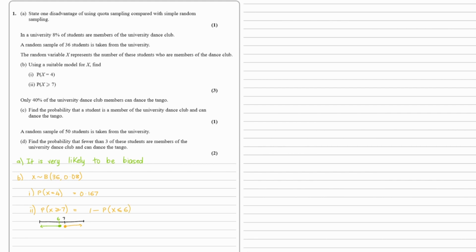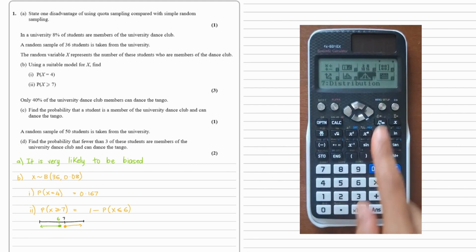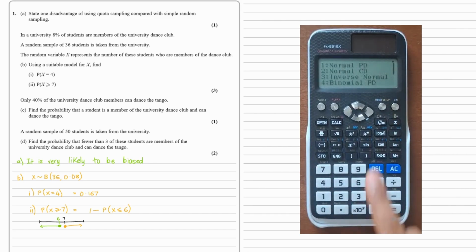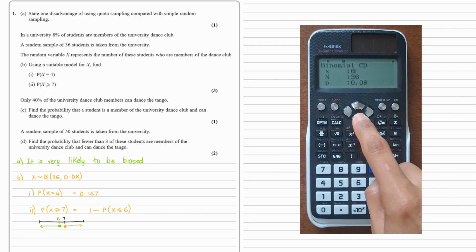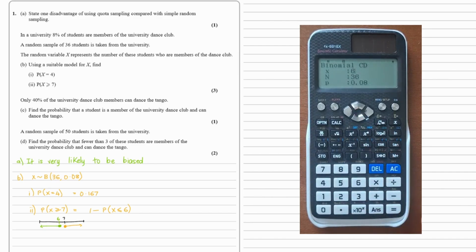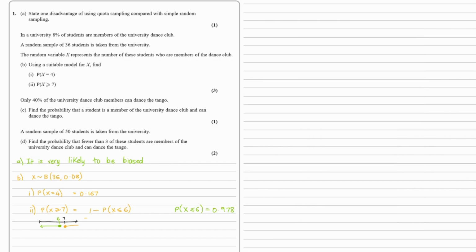equal to 6. So this time, after going to the distributions, we will go down and select 1 for binomial CD, and we will select 2 for variable. And for x, we are going to put 6, the n remains 36, and the probability also remains 0.08, and this will now give us a value of 0.978. So in order to find the probability of x being greater than or equal to 7, we are going to do 1, take away the 0.978, and that gives us 0.022.